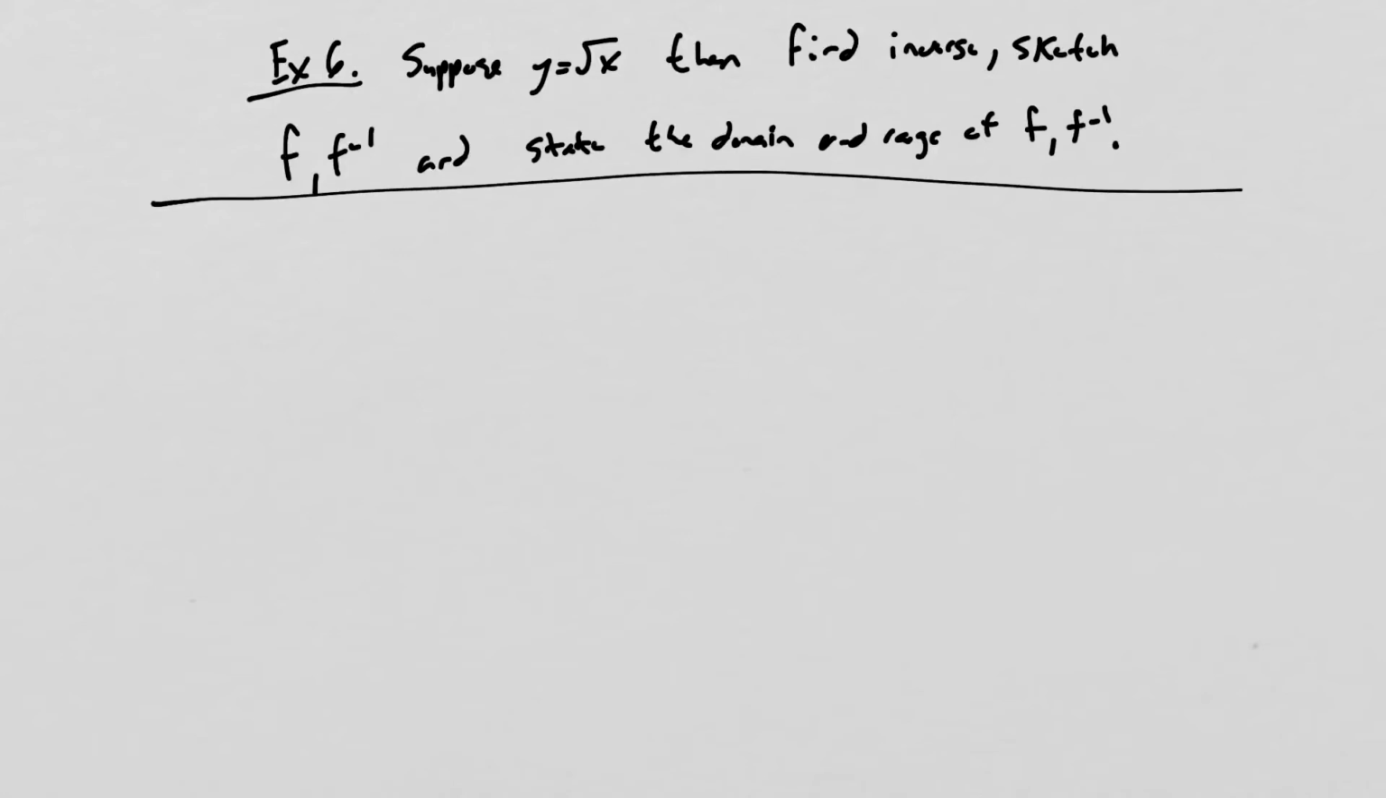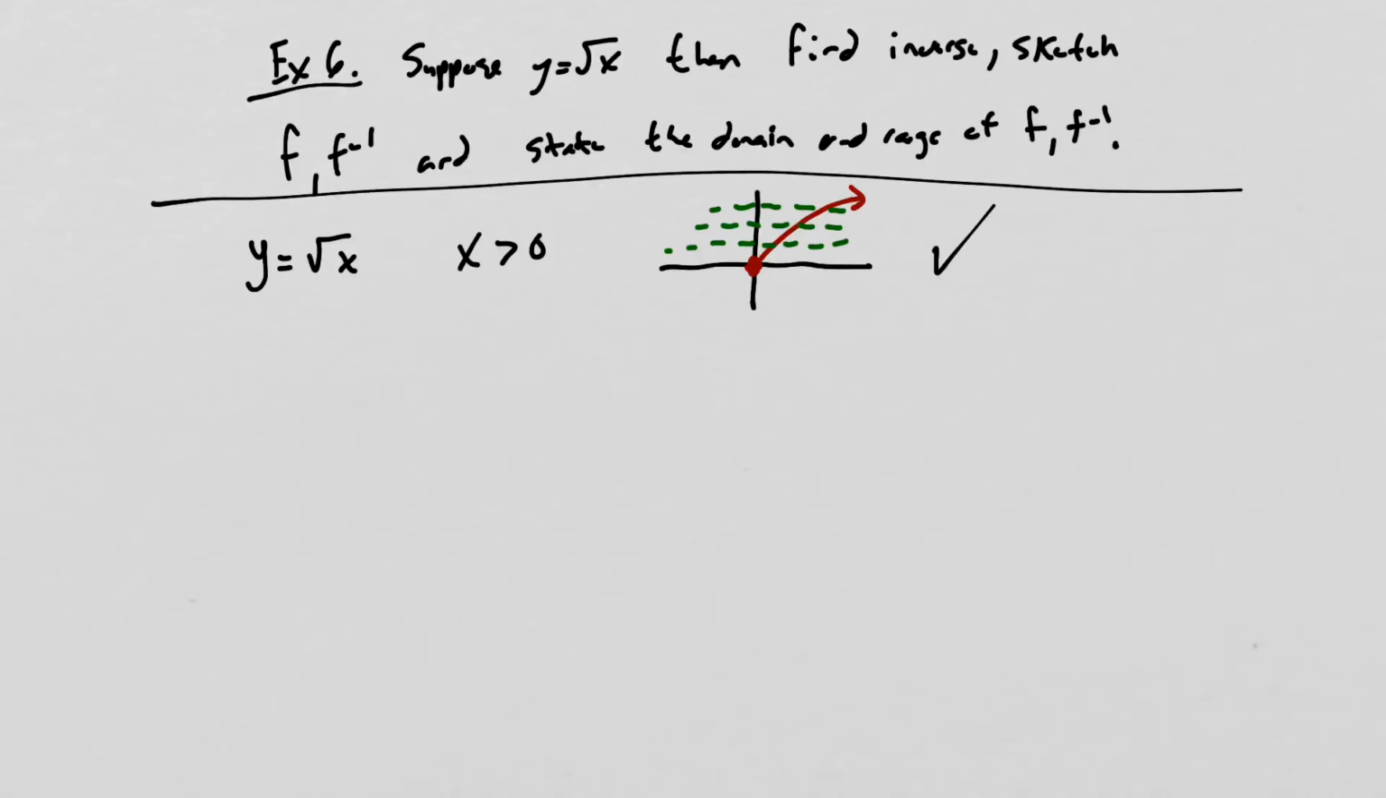Let's start this off by finding the inverse. We know that y is equal to the square root of x is defined when x is greater than 0. This function we know is 1-to-1. If you want to do a quick check, the graph of y is equal to the square root of x is shaped like this, and so it passes a horizontal line test. So we know it's 1-to-1, which means we can find its inverse.